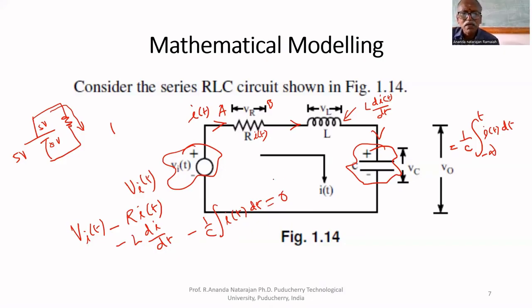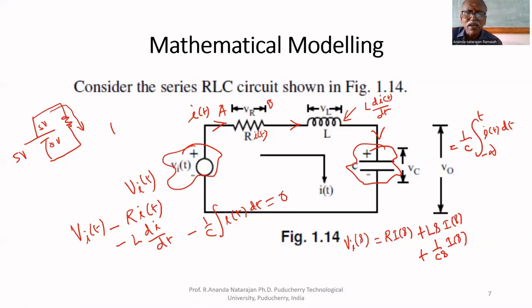If you take the Laplace transform, what you will get is Vi of S equal to, if you bring all this to the right hand side and take Laplace transform, R I of S, assuming 0 initial condition. While taking Laplace transform, in control systems we always assume 0 initial conditions, plus L S I of S, because for differentiation S, plus 1 by C S I of S. We are ignoring all initial conditions.